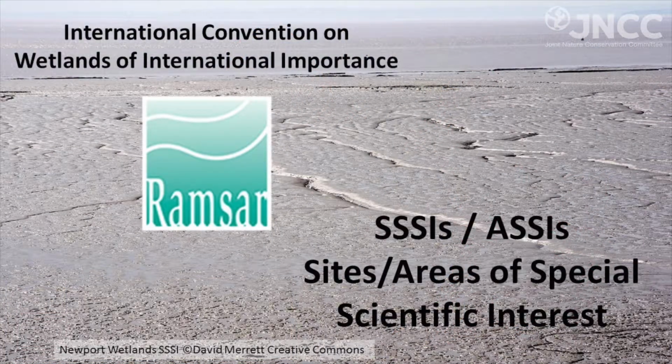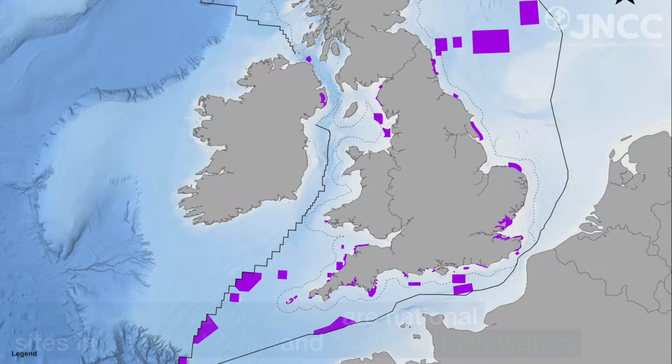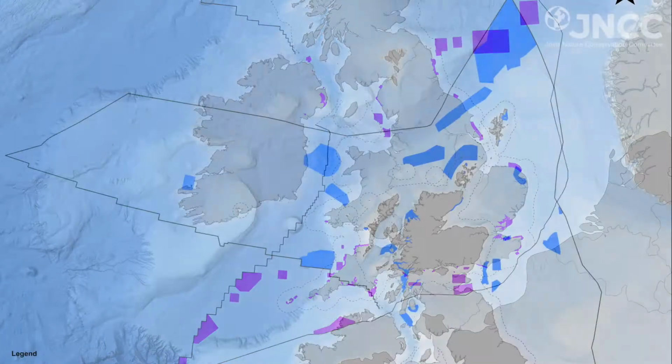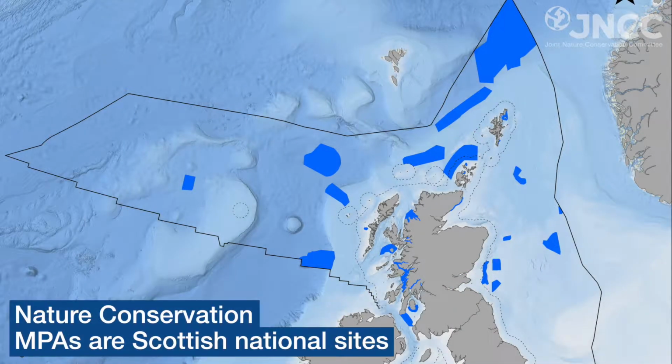Ramsar sites are wetlands of international importance. Sites of special scientific interest are land or coastal sites designated under the Wildlife and Countryside Act 1981. Marine conservation zones are sites designated in English and Welsh waters under the Marine and Coastal Access Act 2009. The Marine Act Northern Ireland 2013 extends this legislation to Northern Irish waters. In Scotland, national MPAs are known as Nature Conservation MPAs.